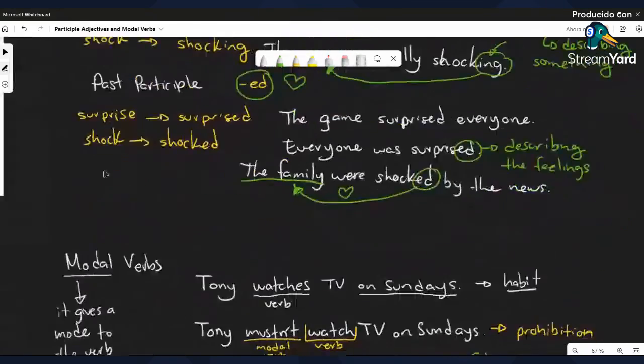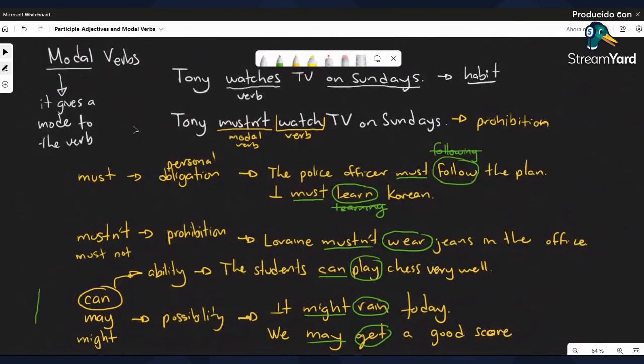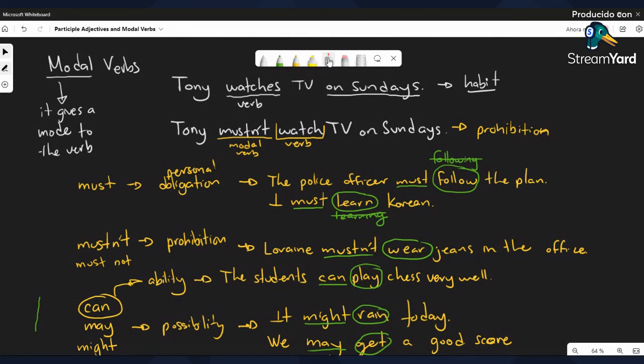Now, also, we were learning about the modal verbs. We were learning some modal verbs, and as I mentioned, the modal verbs help you to change the mode of the verb, as you can see here. As you can see in the first example, it says Tony watches TV on Sundays. I'm talking about a habit. But if I use a modal verb, I change the meaning. Tony mustn't watch TV on Sundays. I'm talking about a prohibition here.